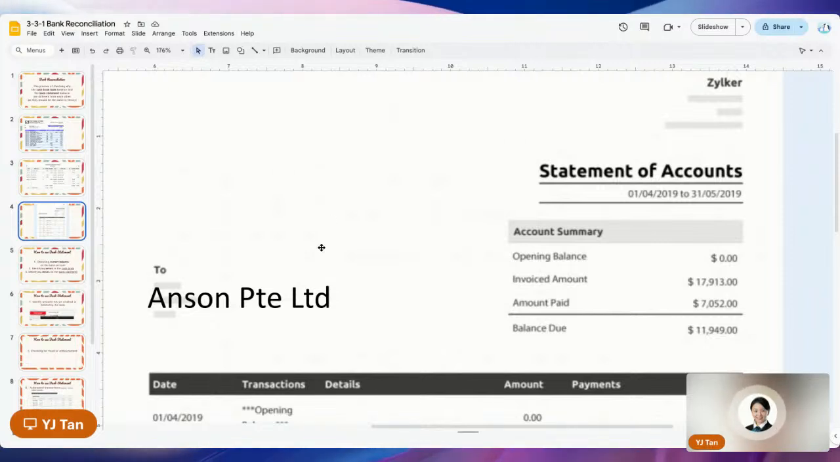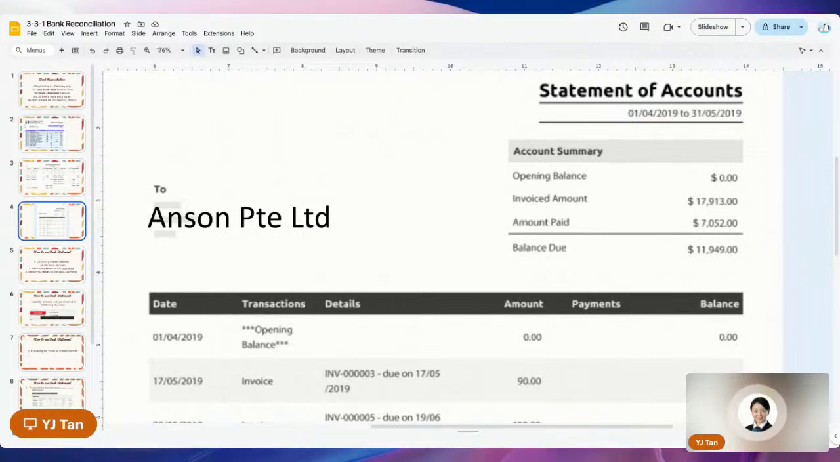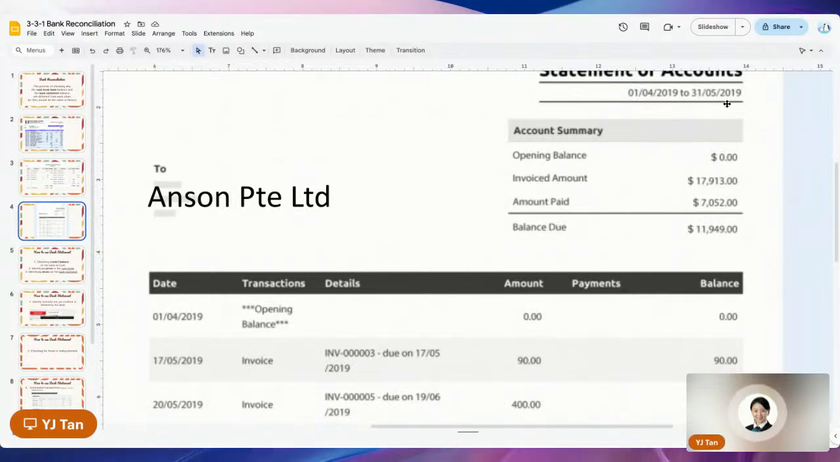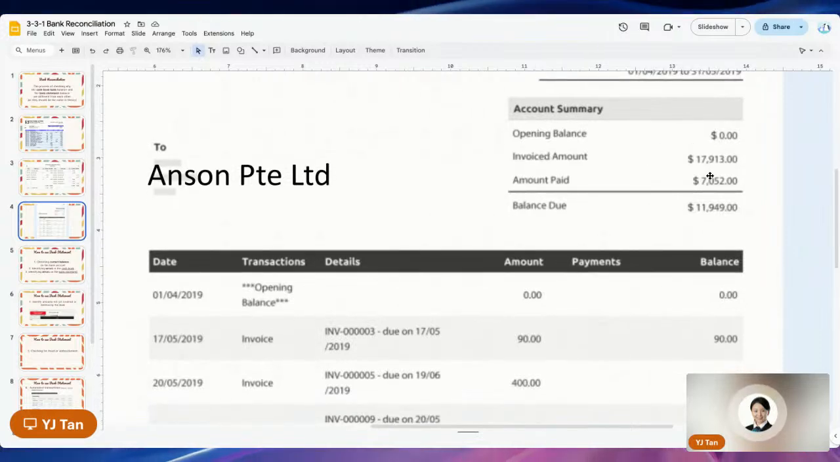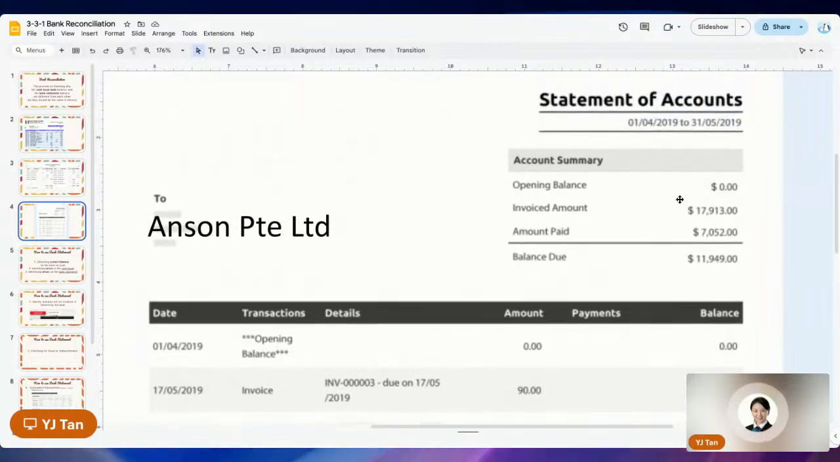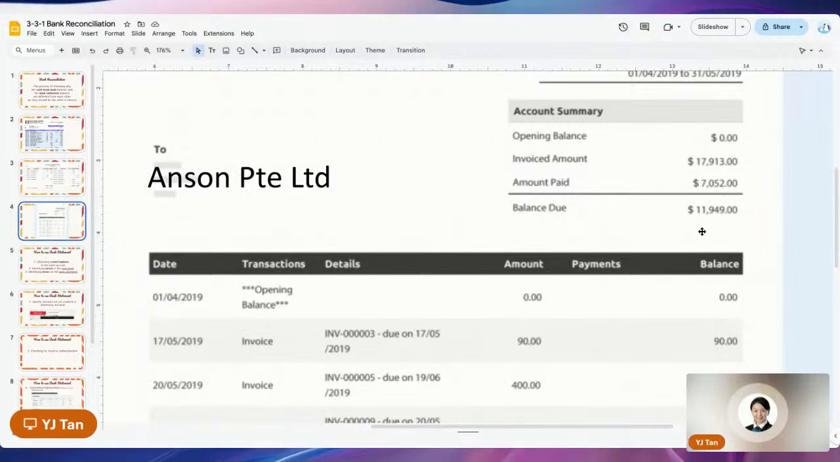But how to read this account statement? Let me have a look. Okay, opening balance is 0. So previously I never had any transaction with this supplier, which is ZECO. Okay, and then being invoiced in this period of time, 1st of April until 31st of May, looks like a 2 months transaction. Total invoice amount is a little bit over 17,000. And then Anson also paid a certain amount, 7,000 over, to ZECO during these two months, and there is still an outstanding amount that I have not yet paid, which is 11,000 something.